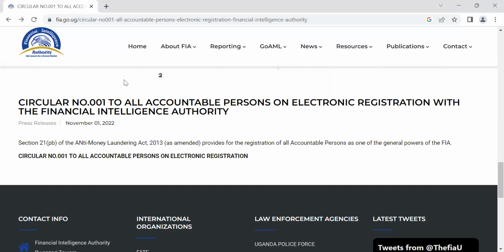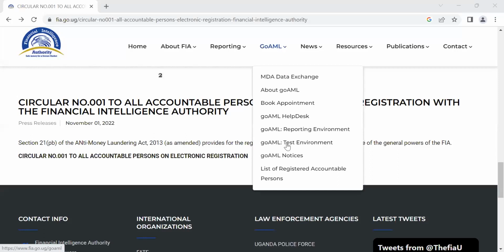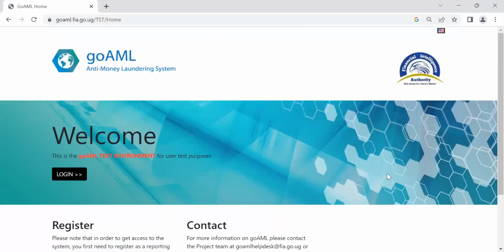Once on the site, you can click on goAML test environment. On our website, we have goAML, then goAML test environment. It should bring you a page like this. I'll give everyone a minute to get to a page like this.